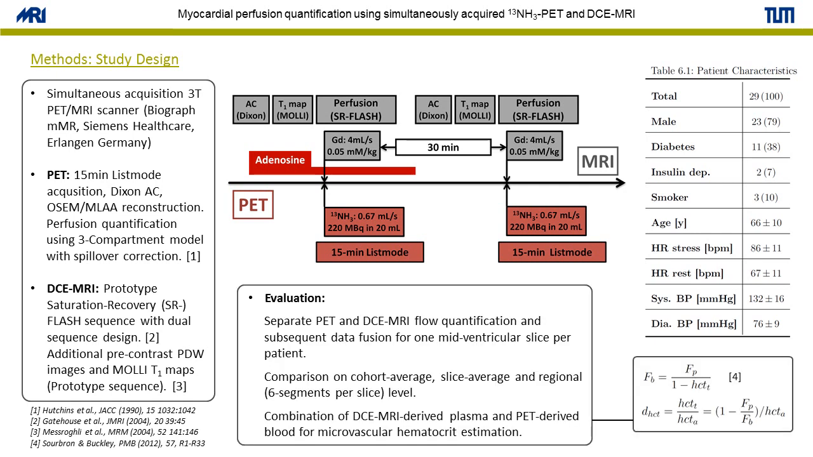For evaluation, perfusion was separately quantified from PET and DCE MRI data and fused in a final step for one midventricular slice per patient. Comparisons between PET and MRI were done on a cohort average, slice average, and regional 6-segment per slice level. Combination of DCE MRI-derived plasma and PET-derived blood flow for microvascular tissue hematocrit estimation was also performed.